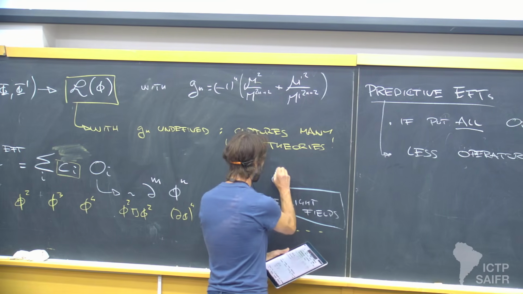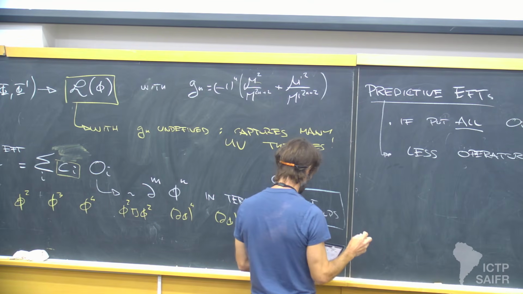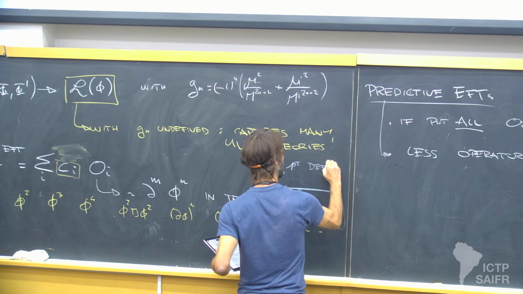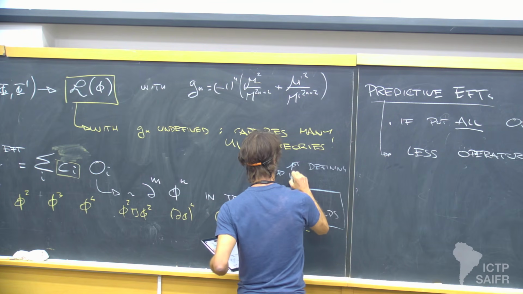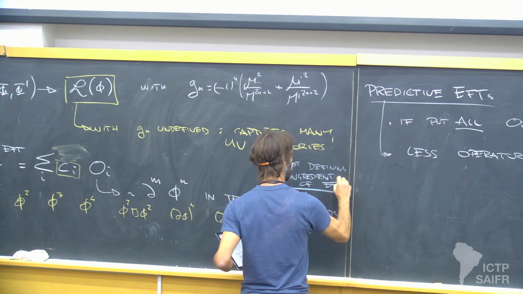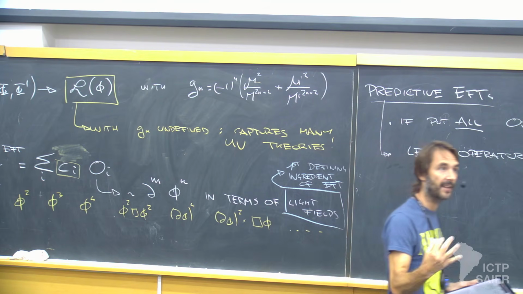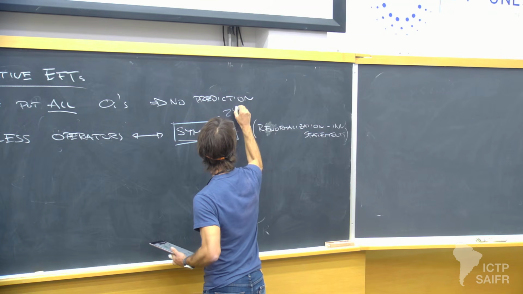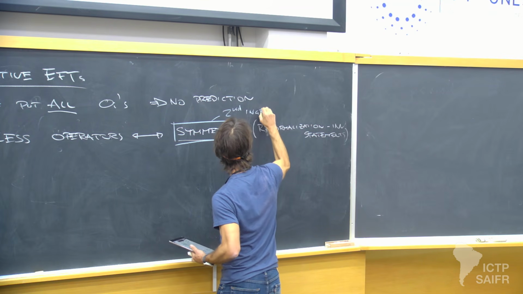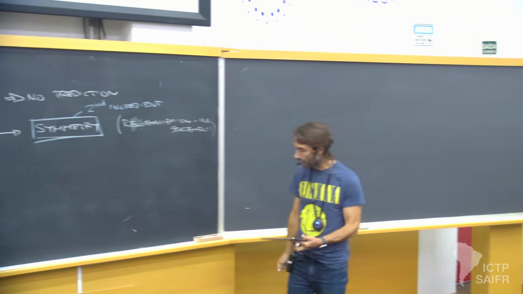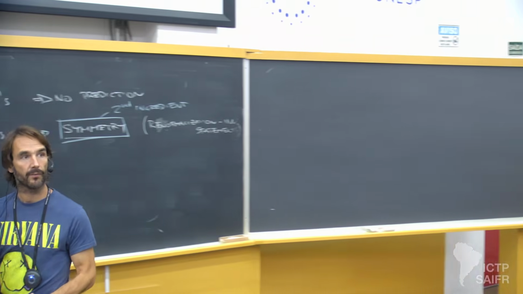So the first defining ingredient of an EFT is the particles, the light fields. And the second one is the symmetries, okay? Second ingredient. So what do I mean with symmetries? Let me give you a few examples.